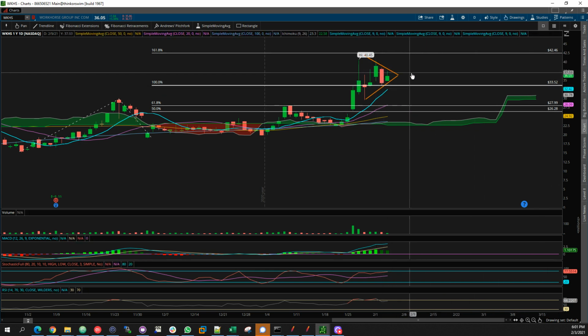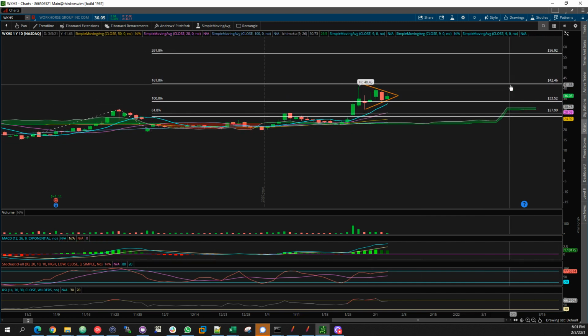So yeah, it is forming a pennant. It's just that it's too risky for me, but I see the next upside to 42.46 and 56.92. Okay.